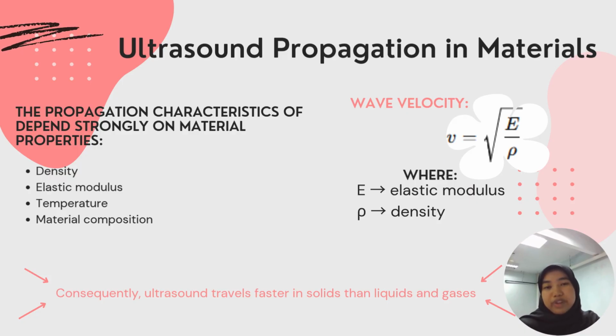Moreover, wave velocity can be defined as v = √(E/ρ), where v is the wave velocity in a unit of meter per second, E is the elastic modulus and ρ is the density. One important property that describes this interaction is acoustic impedance.